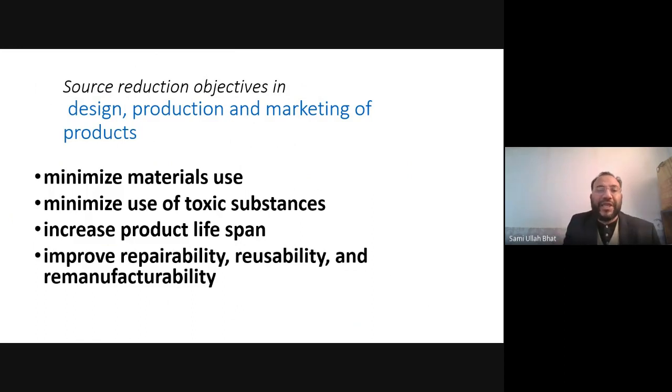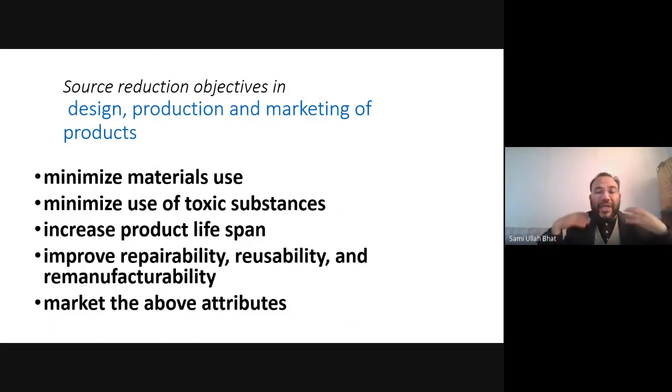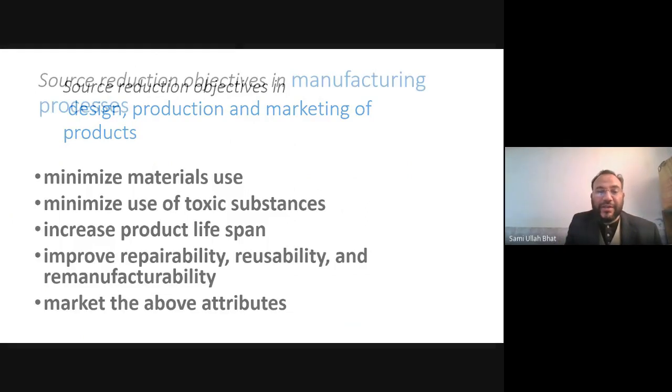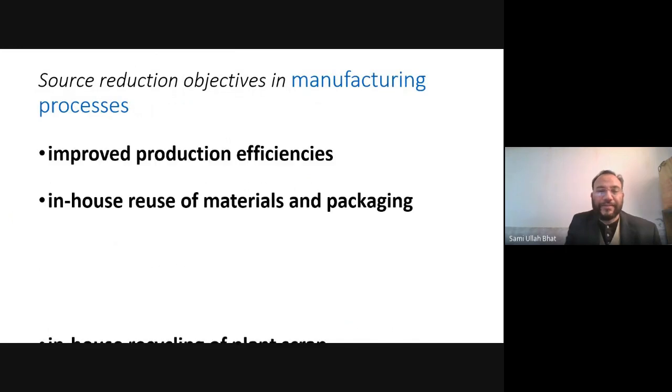So source reduction objectives are the design, production, and marketing of products. It will minimize material use. It can minimize the use of toxic substances, and it can increase the product lifespan and improve repairability, reusability, and remanufacturability. All of this goes toward source reduction, or marketing the above attributes. It means you have to give some sort of incentives, so that those products which are made on these lines will be given certain incentives.